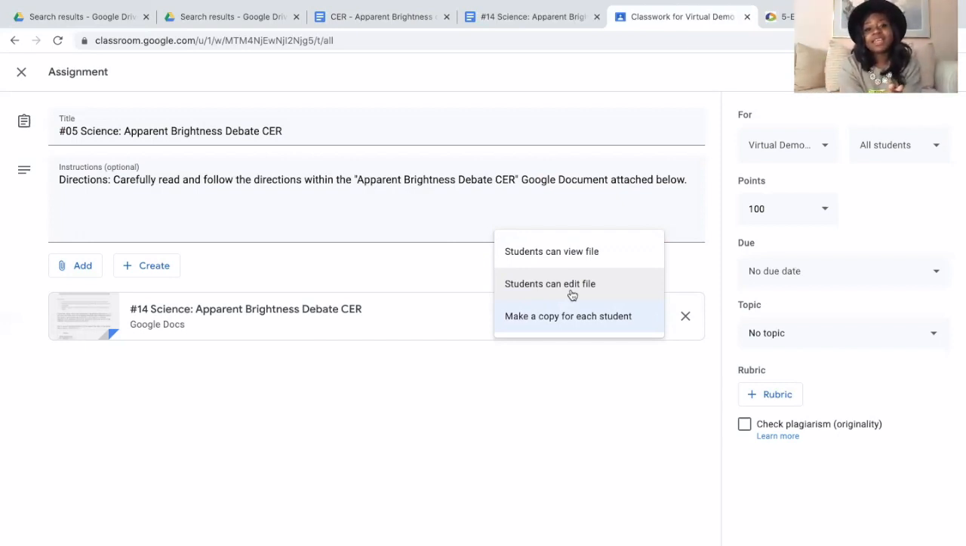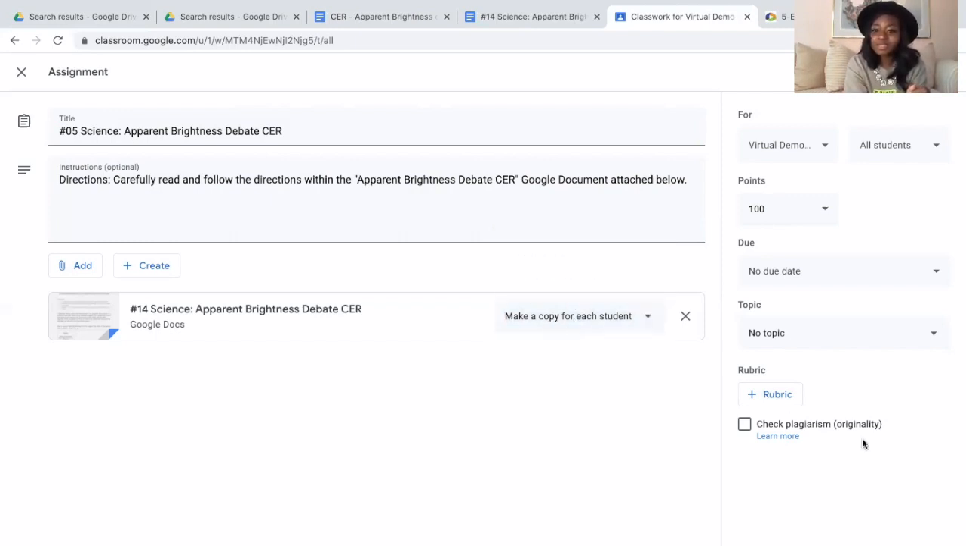What would happen if I clicked on students can edit file for this one assignment? What would happen is that when students try to turn in the assignment, everyone has access to it. So everyone's hand is in the pot. Everyone's manipulating the document all at once. And I, as a teacher, would have no way of determining who did what work. So you always want to make sure that you're paying very careful attention to those options.